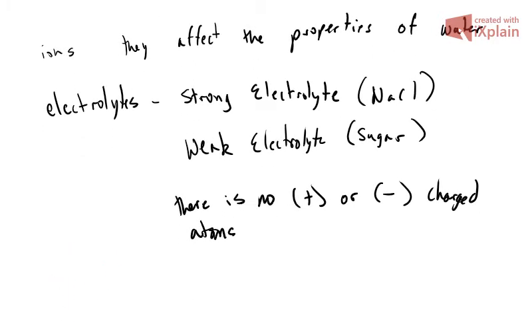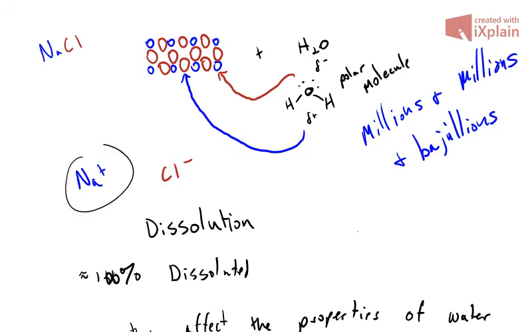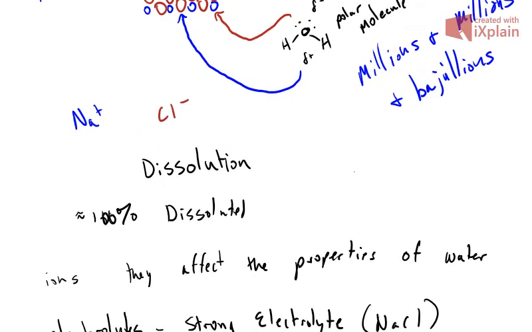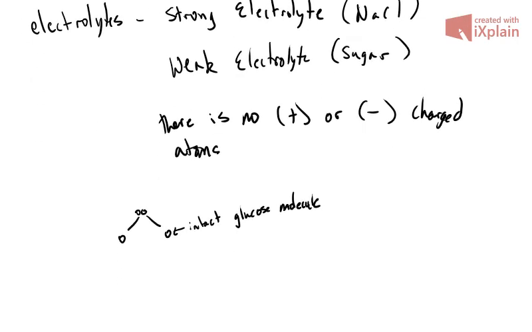So they can dissolve, meaning they'll break apart from each other, but it is still an intact glucose molecule. Okay, it doesn't break up into its components like Na and Cl. We call this a weak electrolyte. Okay, it would not conduct electricity very well.